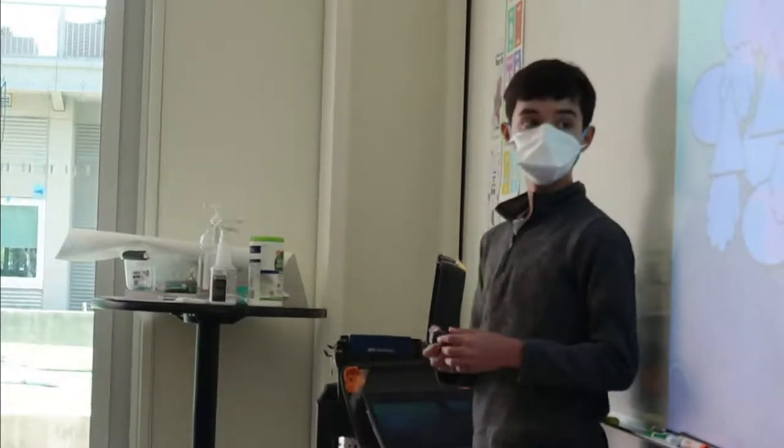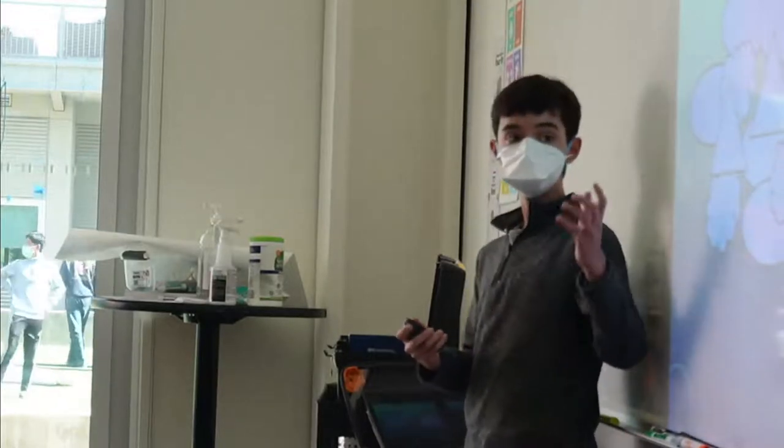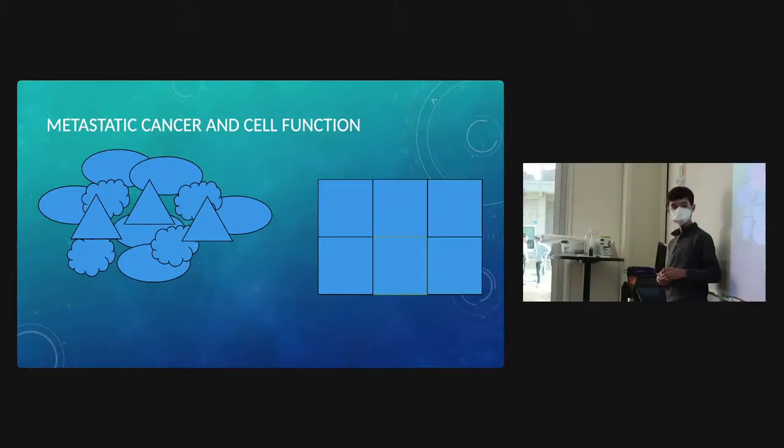kind of cell. And let's compare this to a very orderly cluster of normal cells. Let's say those squares are skin cells. They're forming an orderly lattice, and together they're going to be able to protect your skin so that a bunch of random outside matter can't get through.